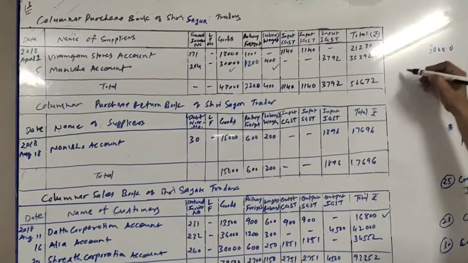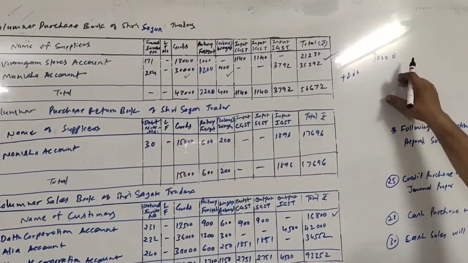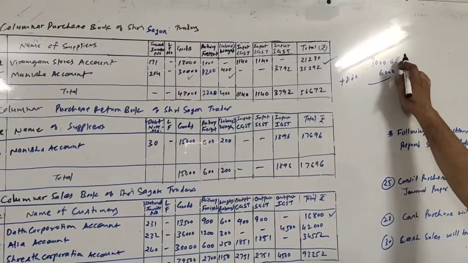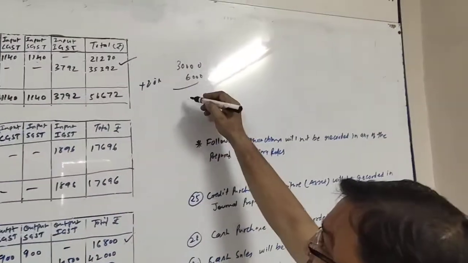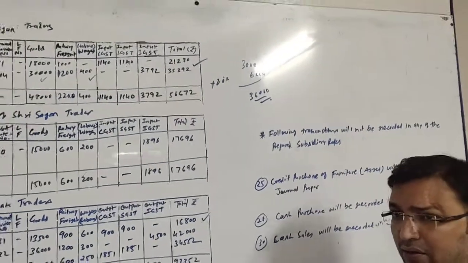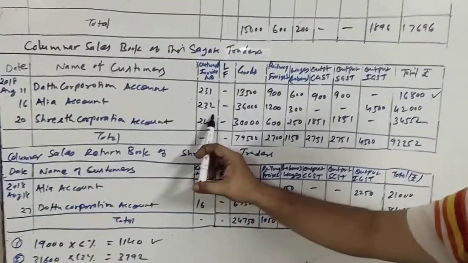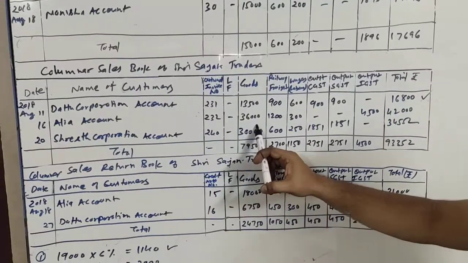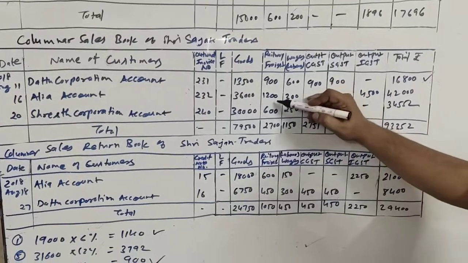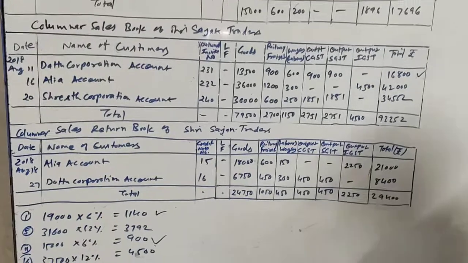Now, goods of 30,000 is taken, 20% profit is added to that, and then it has been sold out. So 20% of that will be 6,000. 30,000 into 20%, 6,000. So we are selling goods of rupees 36,000 to Alia. Okay. So here it is in the sales book. Alia account, 232 is the outward invoice number. 36,000 is the amount of goods we are selling. Right. Then it is given in the transaction itself.